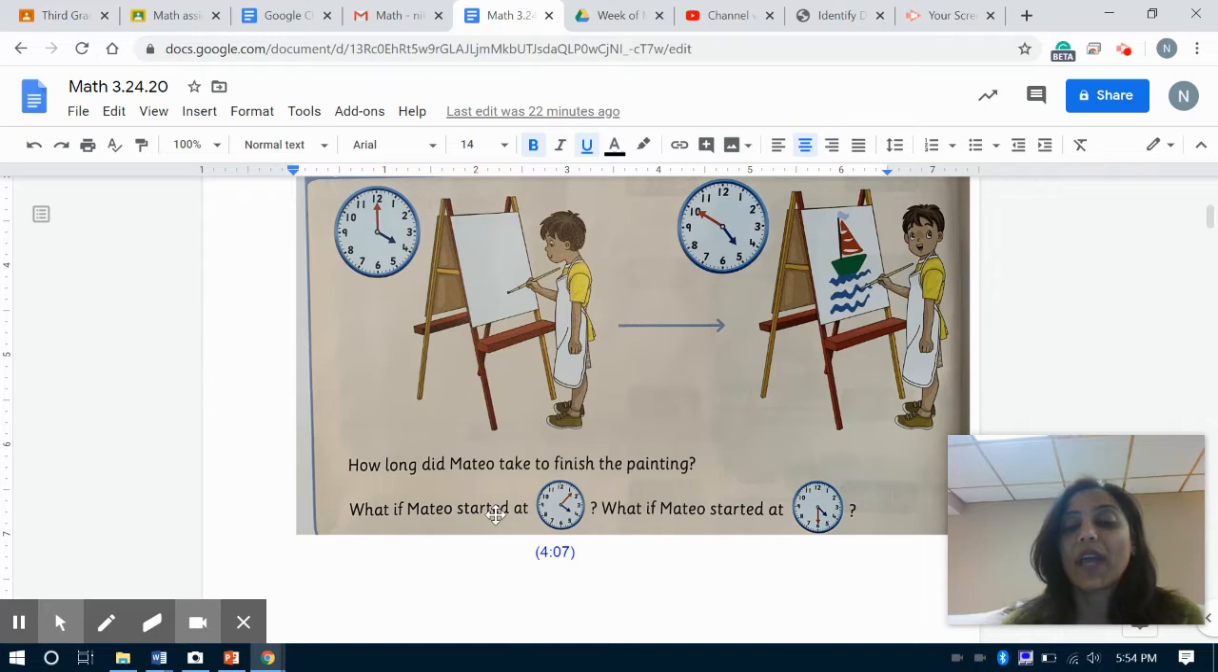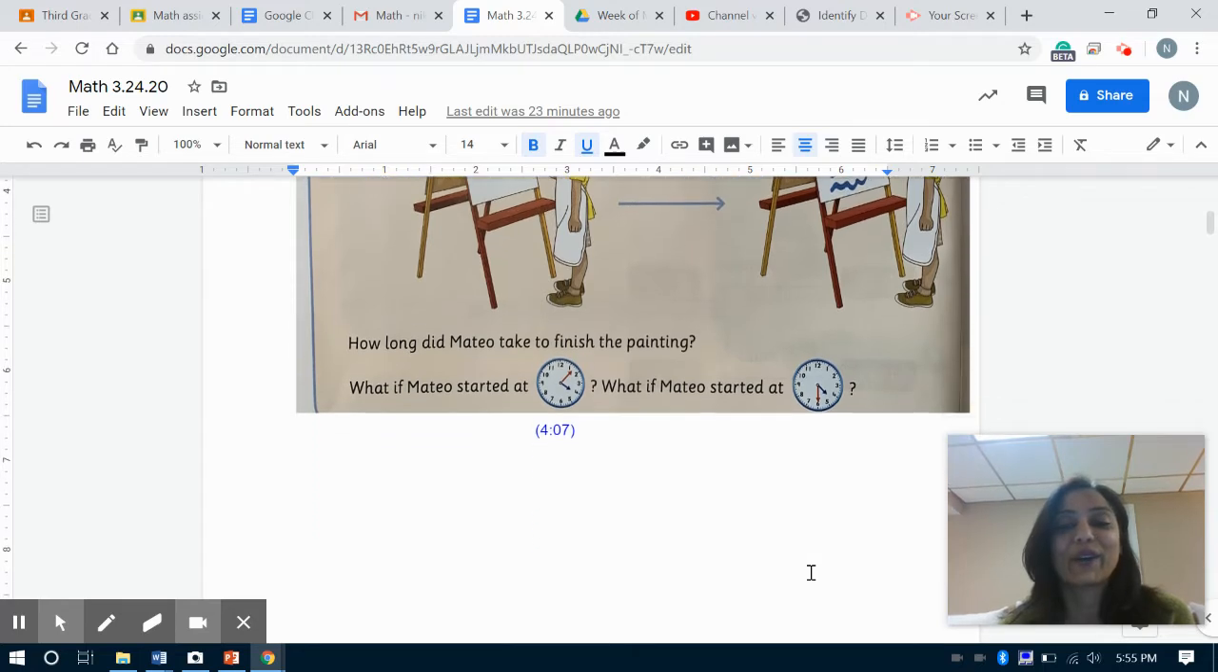The other questions that we have here are, knowing how long it took him to create that painting, what if he then started at 4:07? What time would he finish? And what if he started at 4:30? What time would he finish? Are you ready? Here we go.